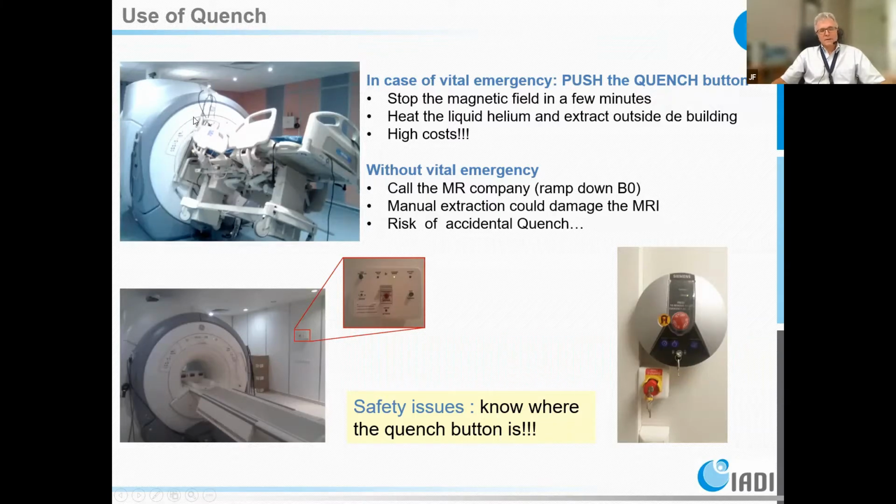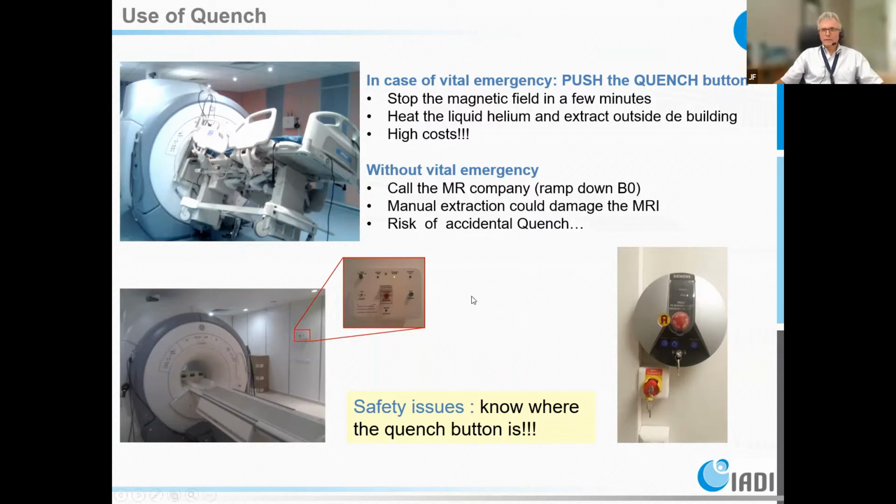But again, this is like when you're cooking at home and you put some cold water in a boiling system, it's dangerous. So if it's not an emergency case, call the MR company, and they will do what I just showed before. We will start again with 500 ampere and go down until 0. This is less dangerous for the system.